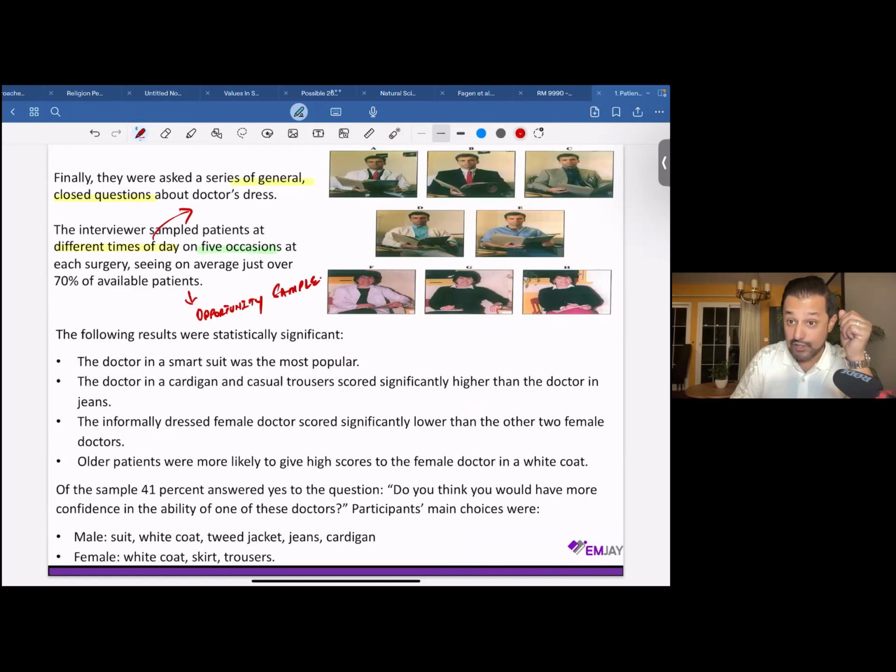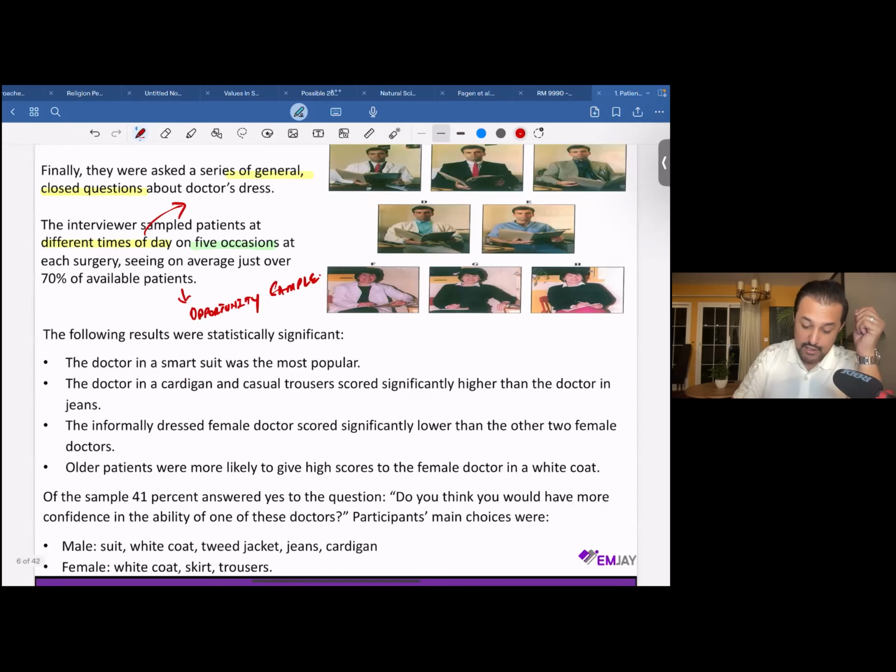Now, collecting data at different parts of the day, then again, you are removing the chances of an extraneous variable. For instance, if you're collecting data early in the morning and collecting data later in the evening, right? These two instances could have a different response, right? So what the researchers did was they tried collecting data at different times of the day at 5 different occasions. Now, the following results were statistically found to be very significant.